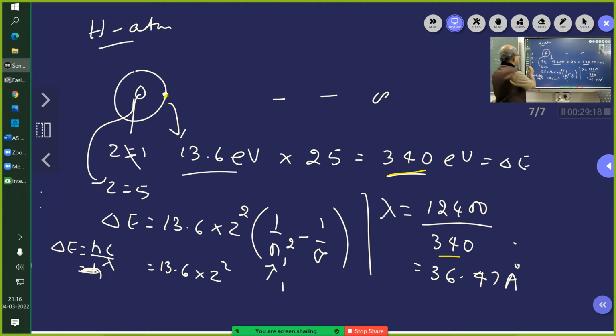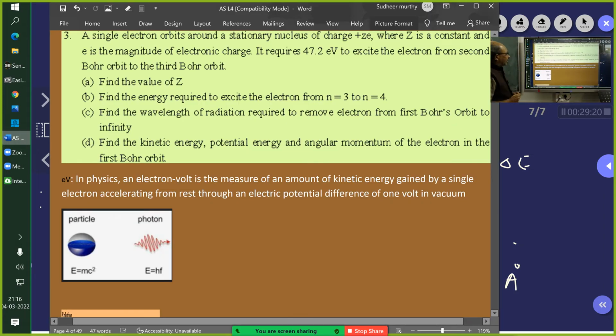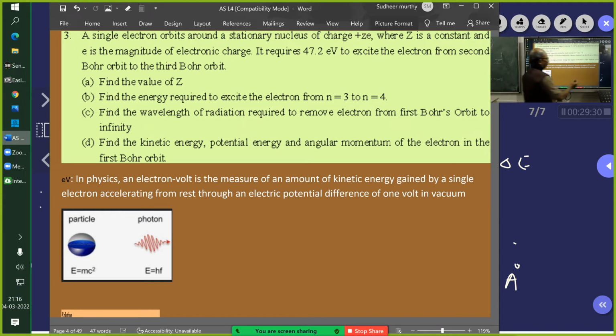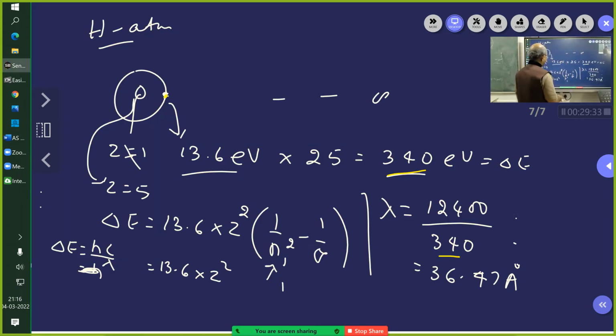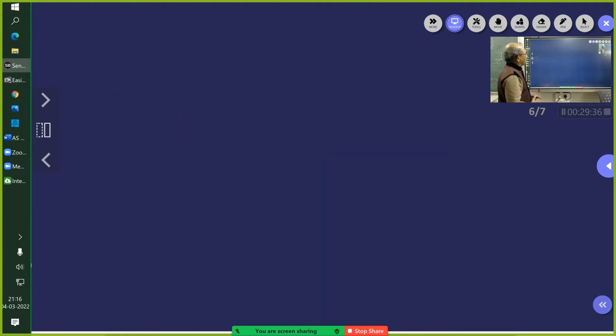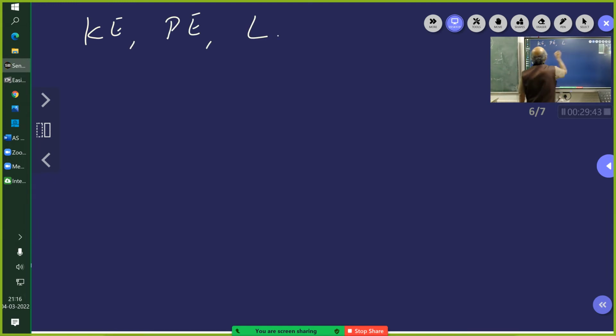Now, the D part: find the kinetic energy, potential energy, and angular momentum of the electron in the first orbit. So they are asking you to find the kinetic energy, the potential energy, and the angular momentum. Kinetic energy is denoted by K, potential energy is denoted by U, and angular momentum is denoted by L.